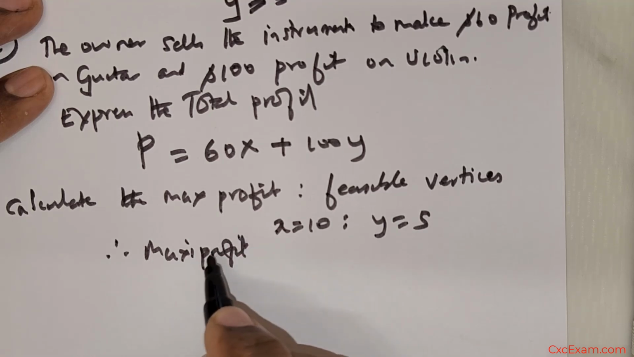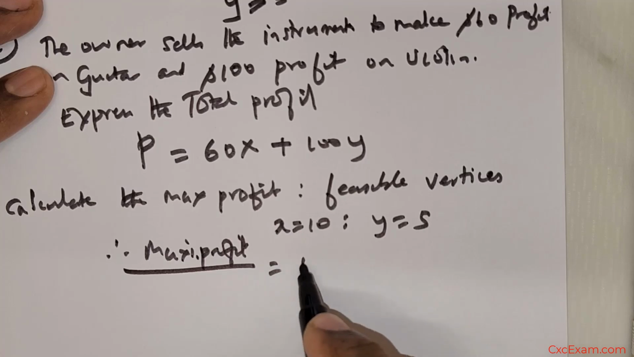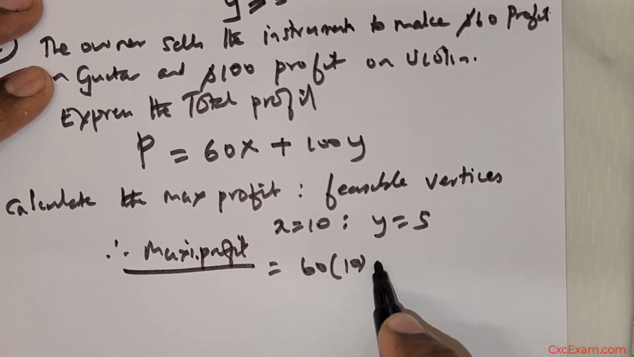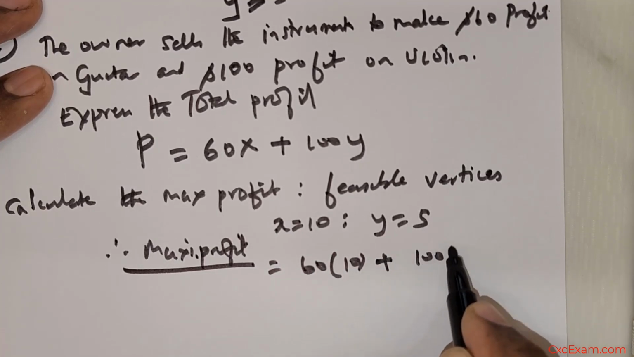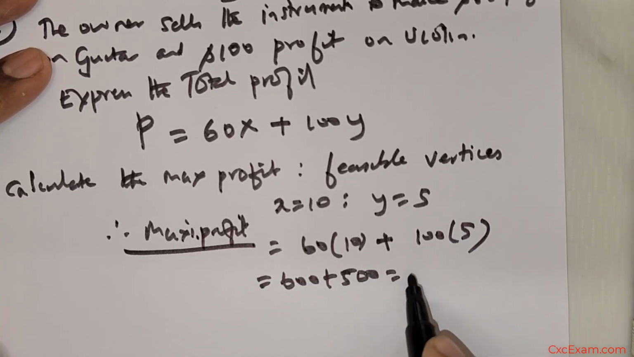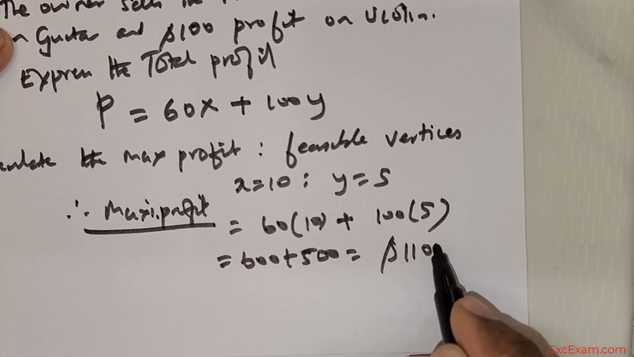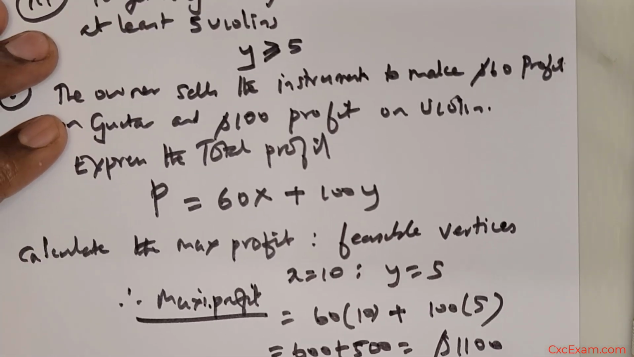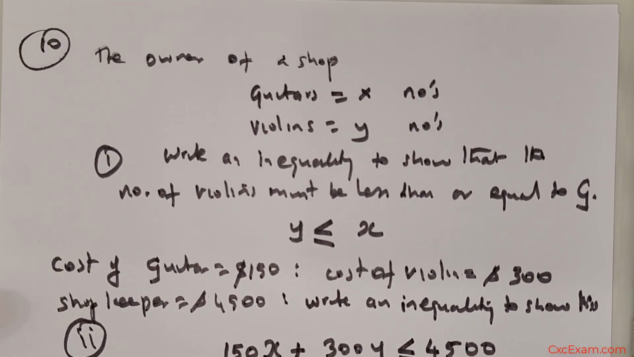Maximum profit will be 60 times 10 plus 100 times 5, 600 plus 500, which is equal to $1100. So that is the solution for this question.